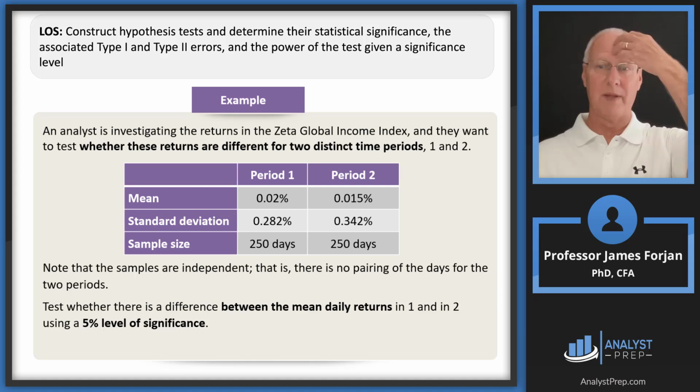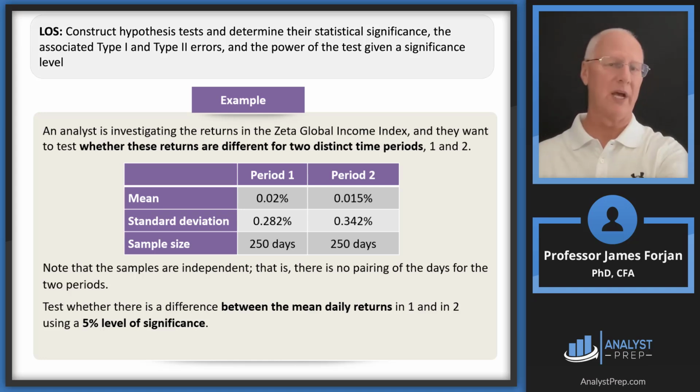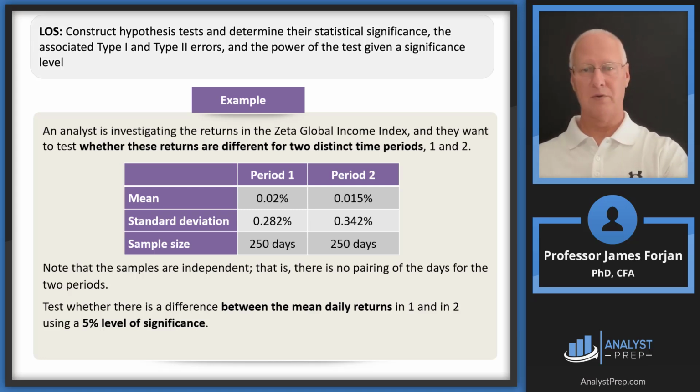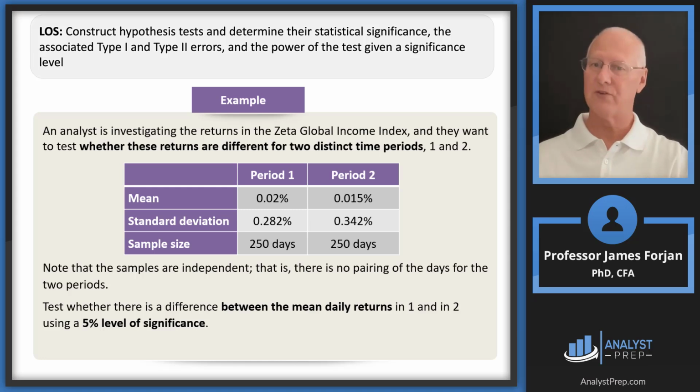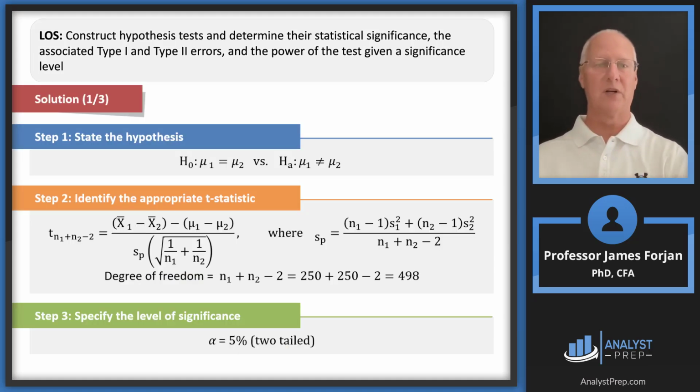Zeta Global Income Index, want to test whether returns are different for two distinct time periods, time period 1 and time period 2. So there's a mean, there's a standard deviation, sample size is the same number of days. Yeah, so 5% level of significance. Is 0.2% the same as 0.15%? Well, kindergarten tells us no, but here the CFA Program asks us to prove it. We need to prove it using some statistical test.